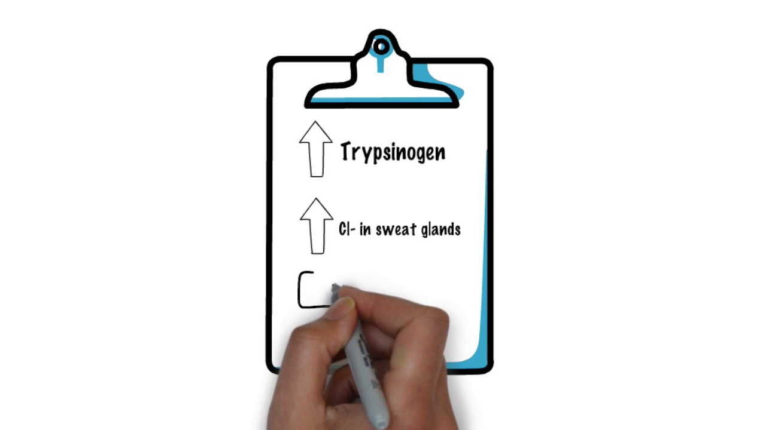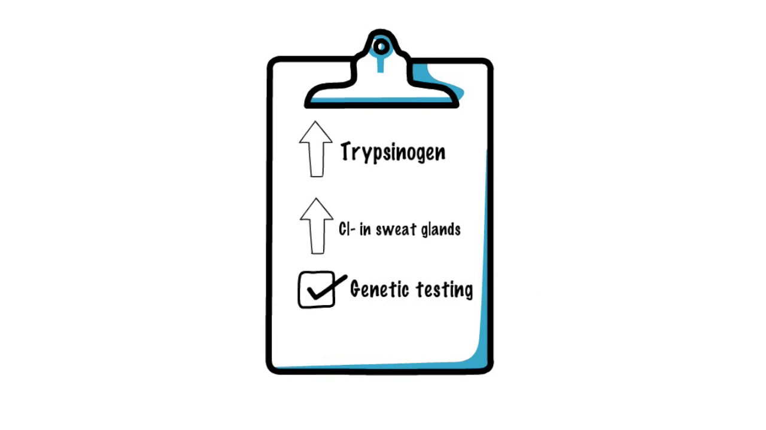Positive results from the sweat tests are followed by genetic testing to search for CFTR mutations. Genetic testing is used to confirm the diagnosis, but it cannot catch the most uncommon mutations, which may cause false negative diagnosis.